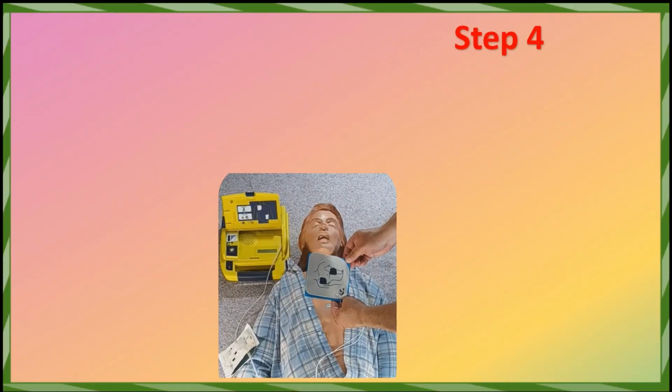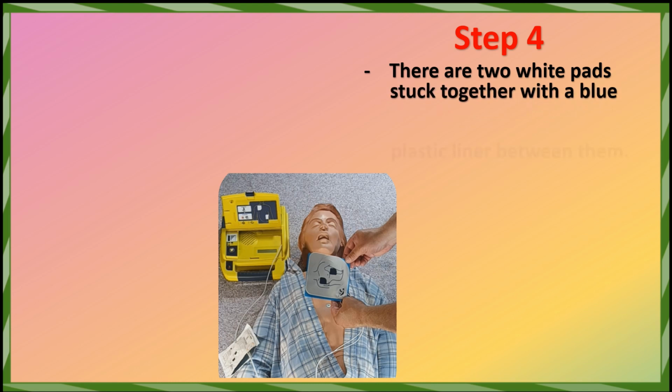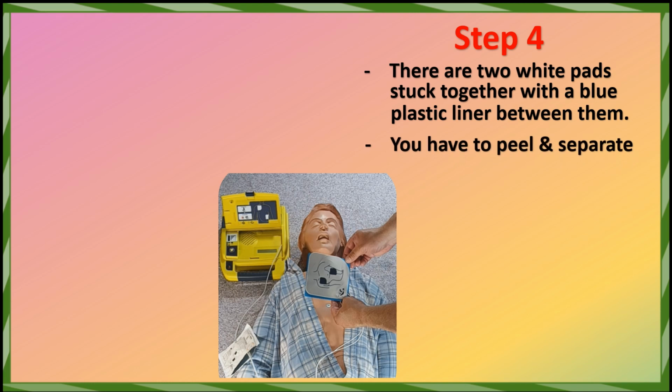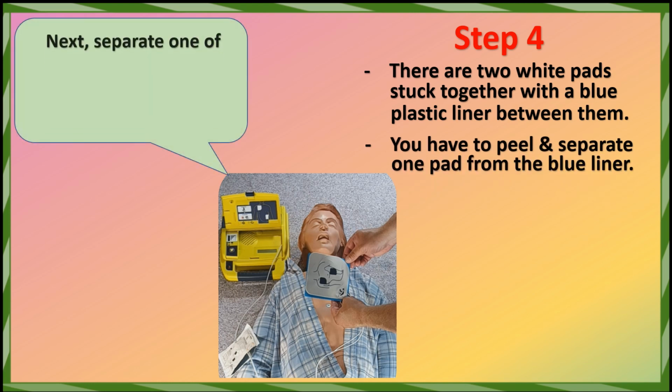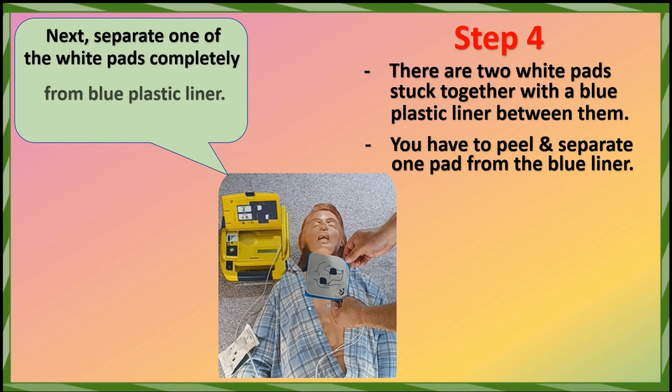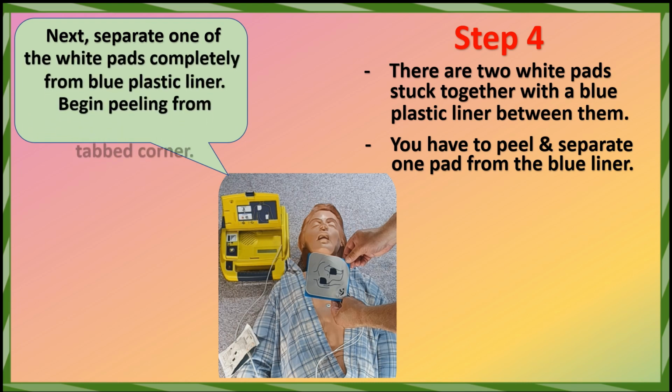Step 4. There are 2 white pads stuck together with a blue plastic liner between them. You have to peel and separate one pad from the blue liner. Next, separate one of the white pads completely from the blue plastic liner. Begin peeling from the tabbed corner.